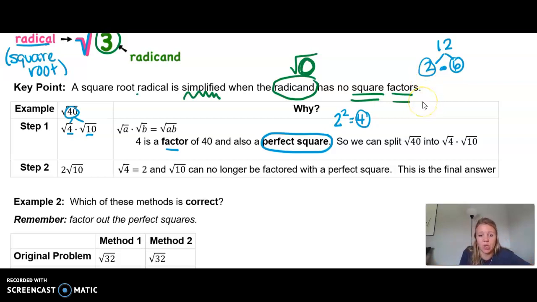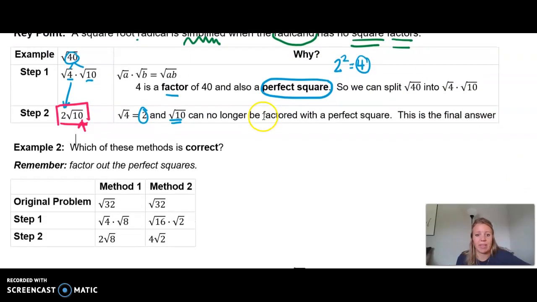So when we take the 4 out, now I can take the square root of 4, which is 2, because 2 times 2 is 4. And the square root of 10 can't be factored, right? We can divide it by 2 and 5, but none of those are perfect squares. So my final answer is 2 times the square root of 10. So it's simplified, right? This is the proper way to write it because now on the inside, I don't have anything I can take the square root of.